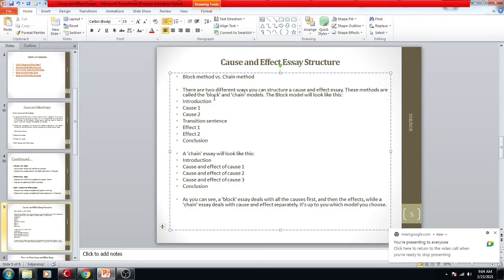Okay, there are two different ways you can structure a cause and effect essay. These methods are called the block and the chain models. The block model will look like this. You have an introduction, and then cause 1, and then cause 2, and then cause 3 if there is more, and then you have a transition sentence towards the end of the paragraph dealing with the last cause, and then effect 1, and then effect 2.